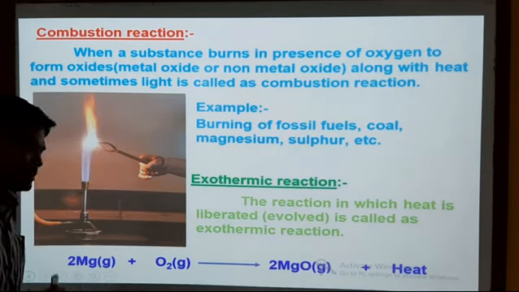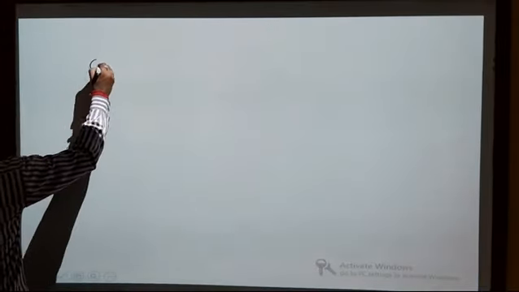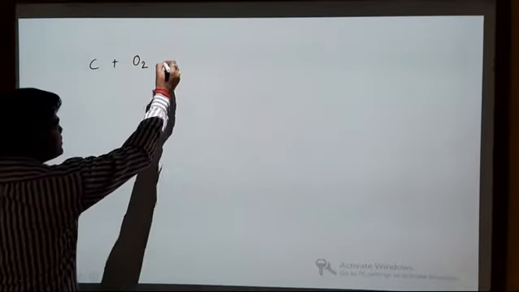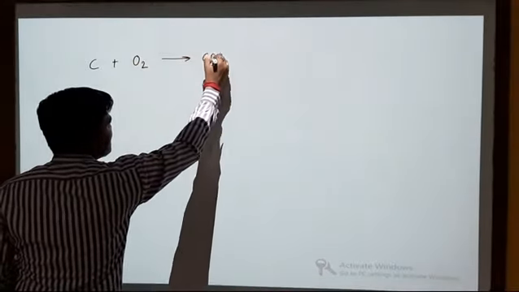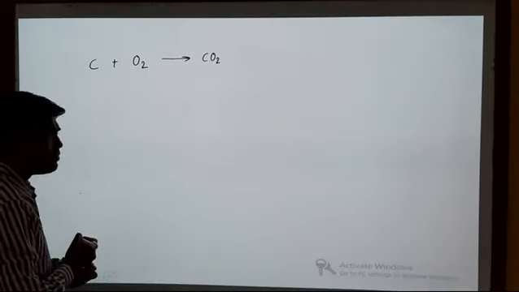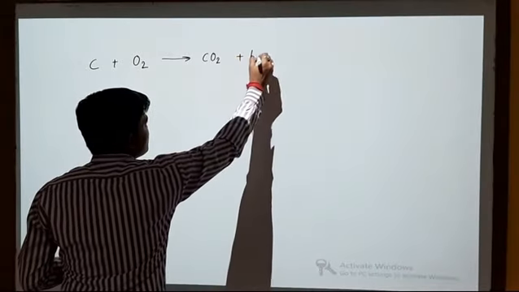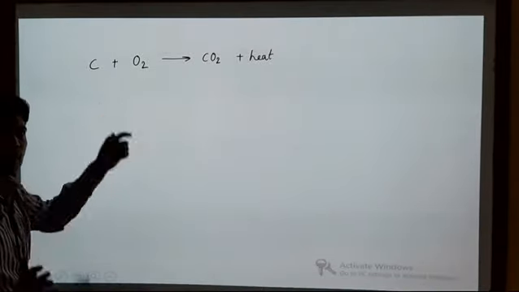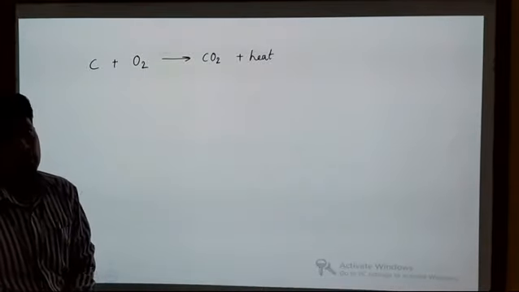So now let us see few more examples of exothermic reaction. In our daily life we burn coal. Coal is burned in presence of oxygen. So when coal is burned in presence of oxygen, you get carbon dioxide gas along with heat. So this reaction will be nothing but a combination reaction as well as combustion reaction.